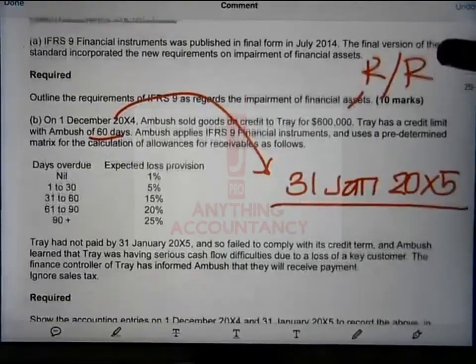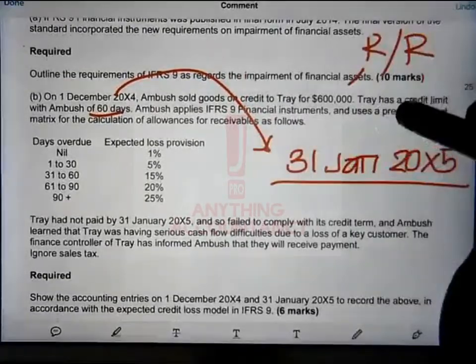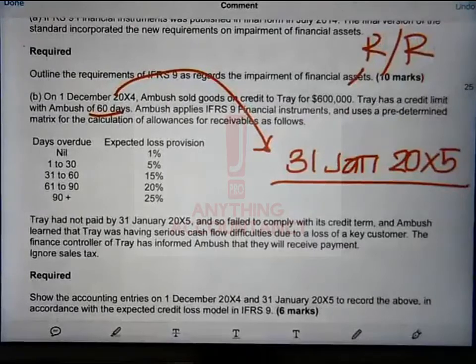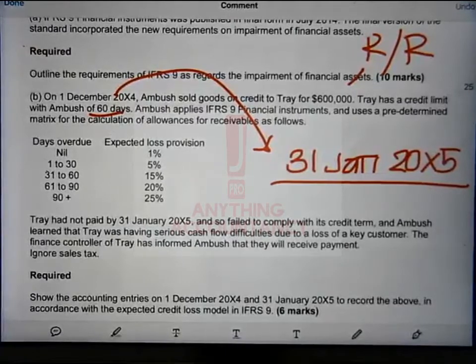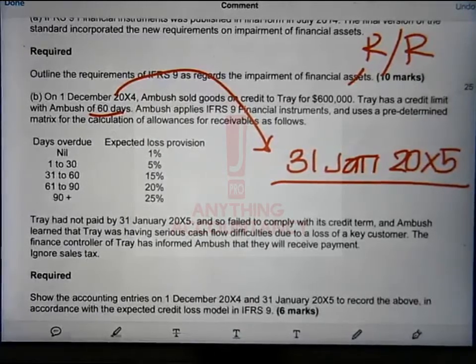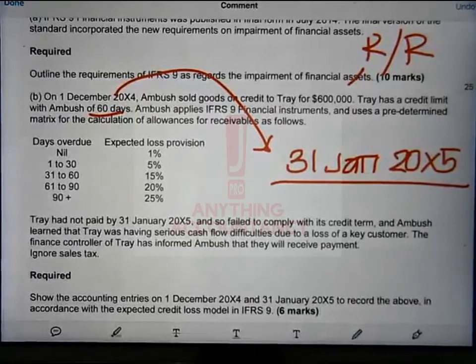Okay. Then you've got days overdue: nil, 1%. That means no days overdue, the standard expected lifetime loss is 1%. Then once it's 1 to 30 days overdue, the lifetime expected loss goes up. Notice this is lifetime expected loss. This is not movement between level 1, 2, 3. Understand now? Your lifetime expected loss goes up. Okay, so they have 5, 15 and 25. So they have a flat lifetime rate. Are you clear now? It's not level 1, 2, 3.